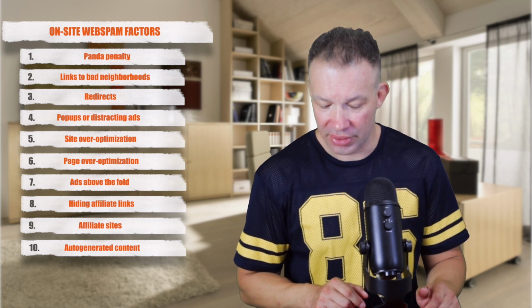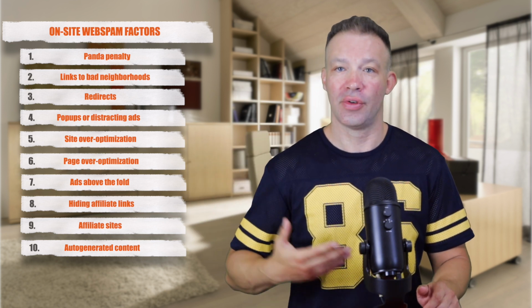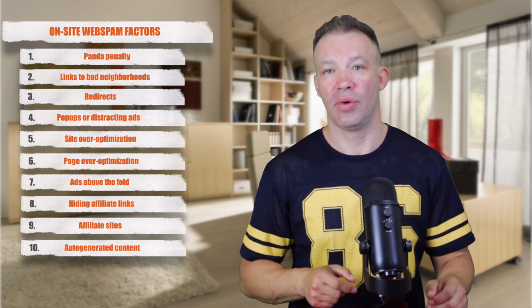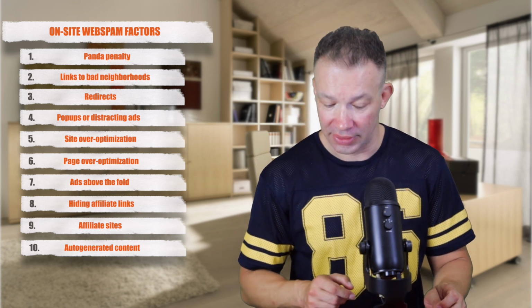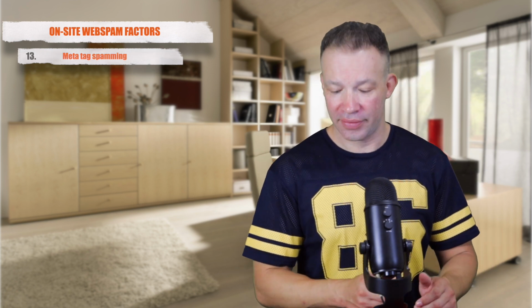Number 11, excess page rank sculpting, if you're taking too many backlinks from other websites just in order to raise the page rank of your web page or your website. Number 12, IP address flagged as spam. Number 13, meta tags spamming. You can use only 10 tags in the meta tag boxes, no more. I think 10 tags are enough to give a signal to Google what your site is about.